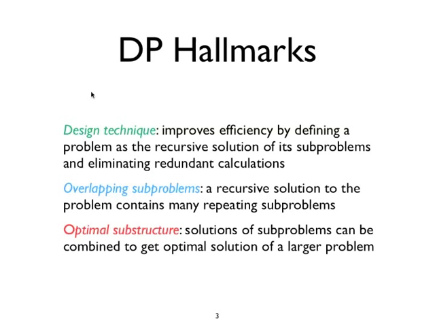These subproblems have several characteristics. The first is that a recursive solution to the main problem contains many repeating subproblems, some of which can be eliminated. The second is that these subproblems exhibit what is known as optimal substructure. This means that the solutions of the subproblems can be combined to get the optimal solution of a larger problem.